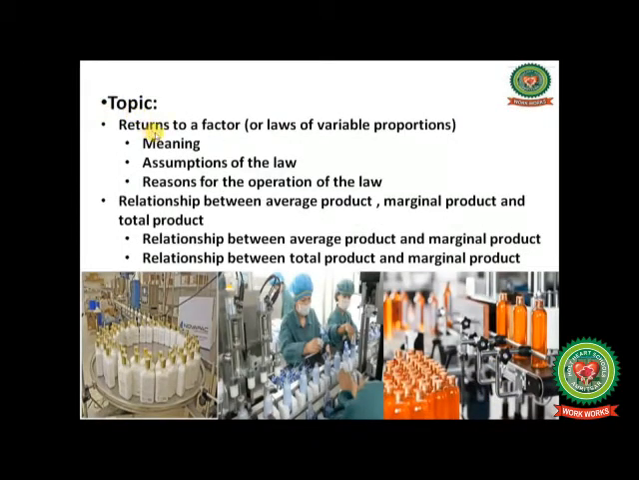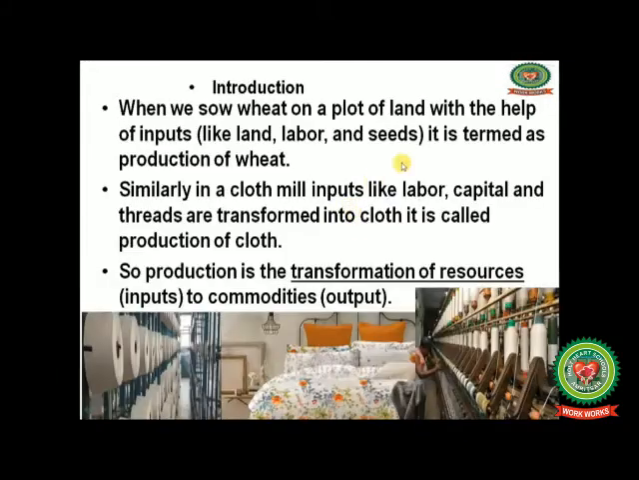Today our topic is returns to a factor or laws of variable proportions, its meaning, assumptions of the law, reasons for the operation of the law, relationship between average product, marginal product and total product, and relationship between average product and marginal product, and relationship between total product and marginal product. First of all we will start with introduction.